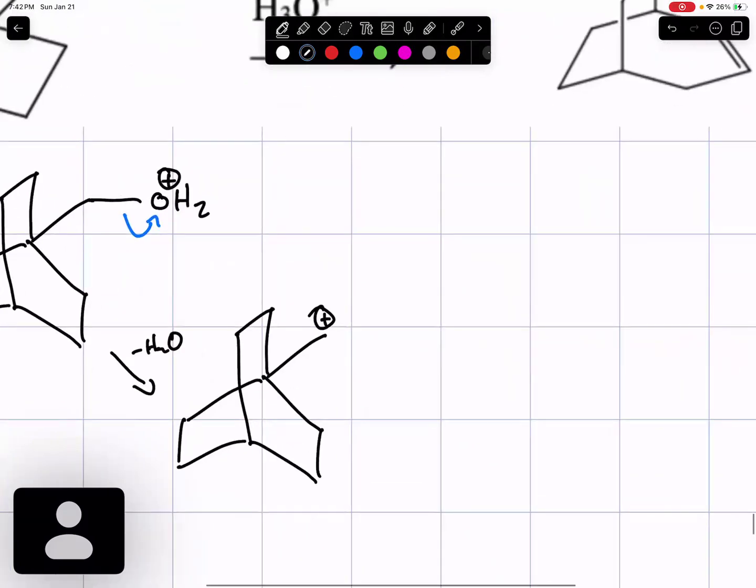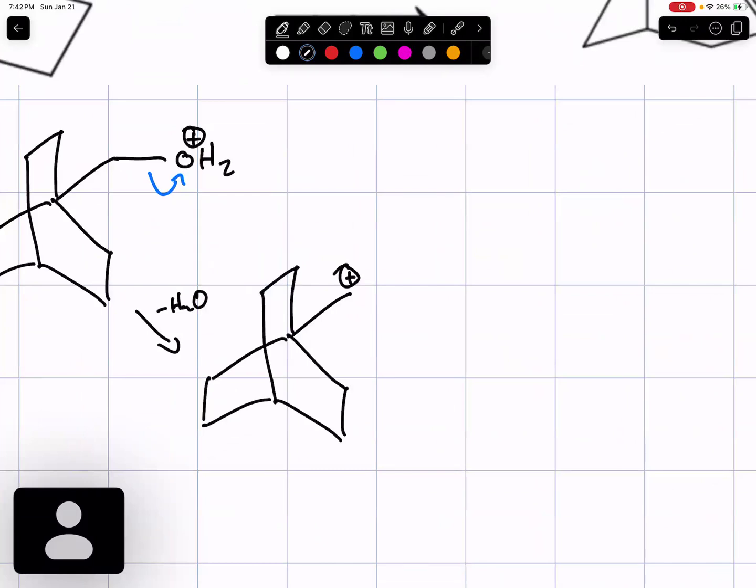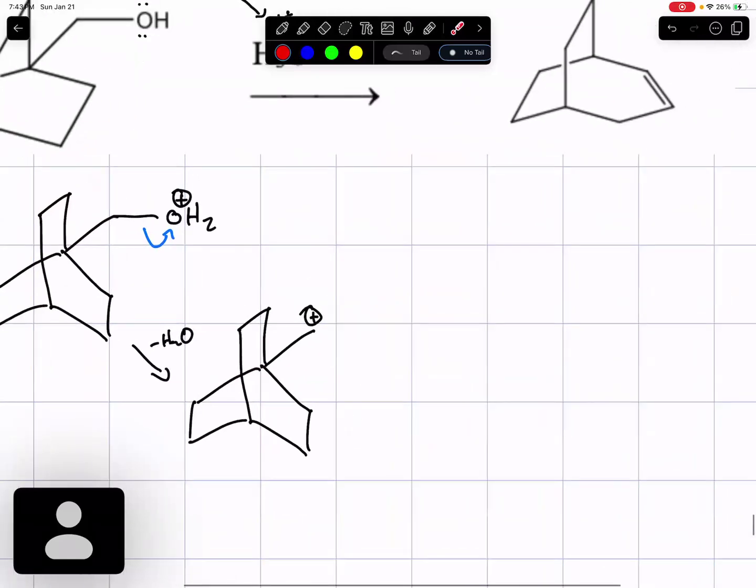Can we do a methyl shift? We have to look at the adjacent carbon. Here, is there any methyl shift that I can do? No, right? Because it has no methyl group. Can we do a hydride shift? No, because it already has 4 groups. So, if we can't do a methyl shift and we can't do a hydride shift, what must we do?